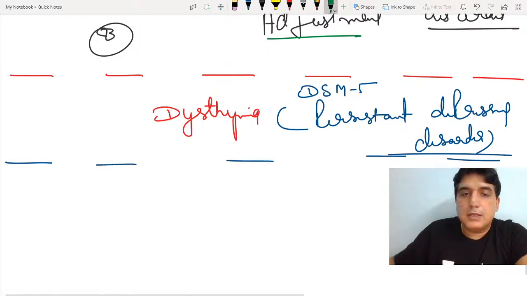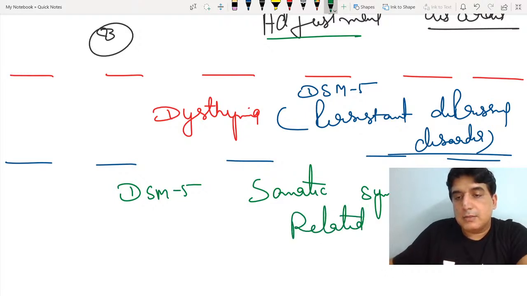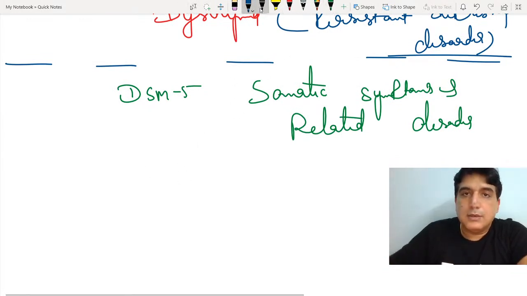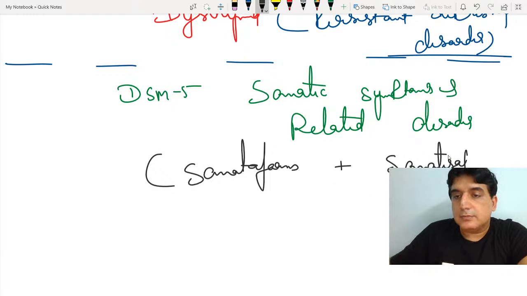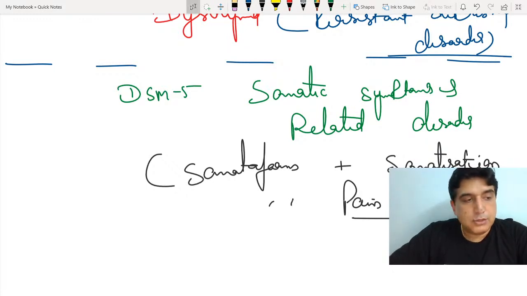Okay. Next, before we had somatoform disorder, now in DSM-5 we call it somatic symptom and related disorder. So before we were counting it as somatoform, this somatization disorder, the somatoform pain disorder, we clubbed together and we are using this new diagnostic entity in DSM-5, somatic symptom and related disorder.